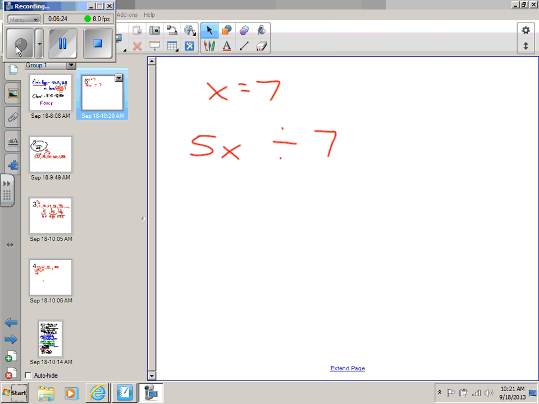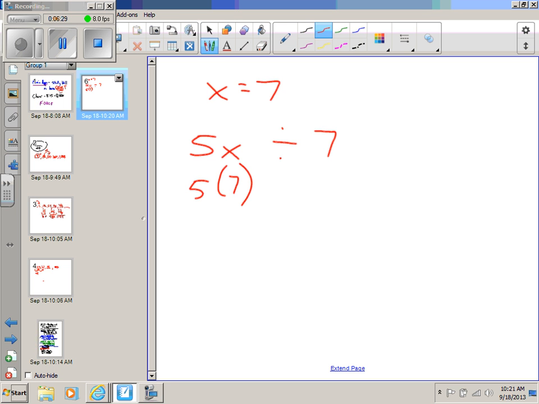Plug it in. Again, there's my 7, right up next to my variable. So what's going to happen first, the times or the division? 5 times 7 is 35. Divided by 7 is going to give us 5. And there's one more.